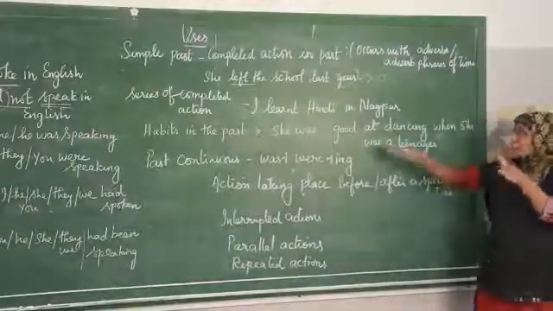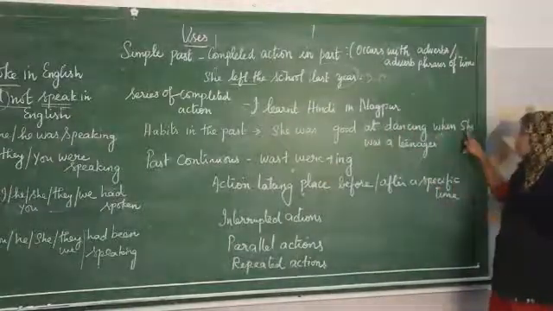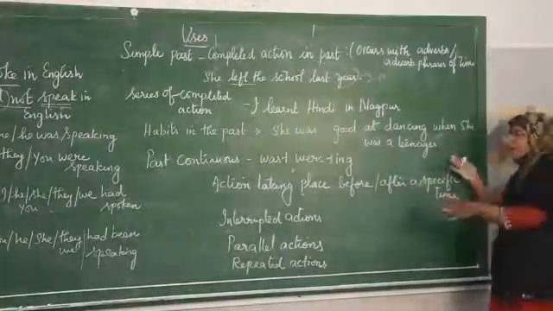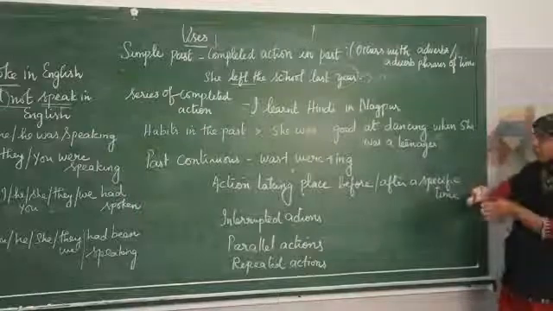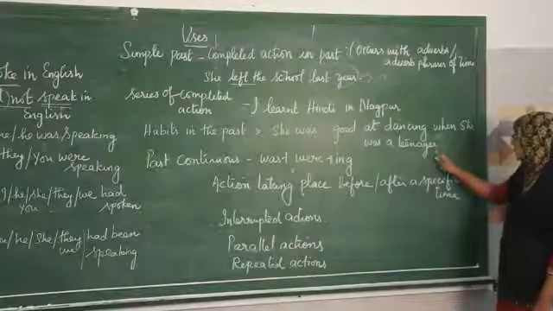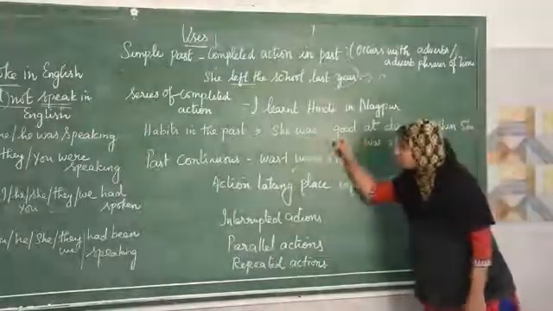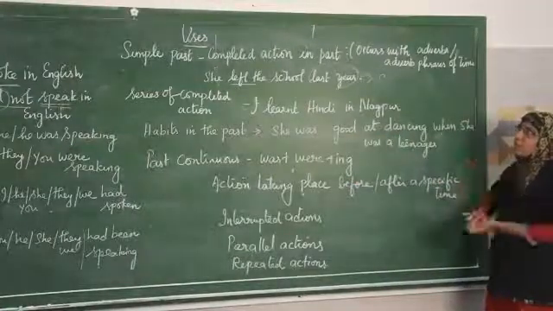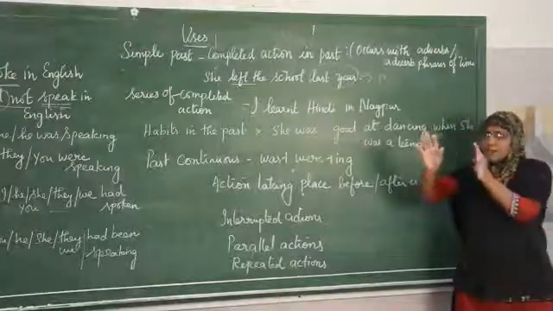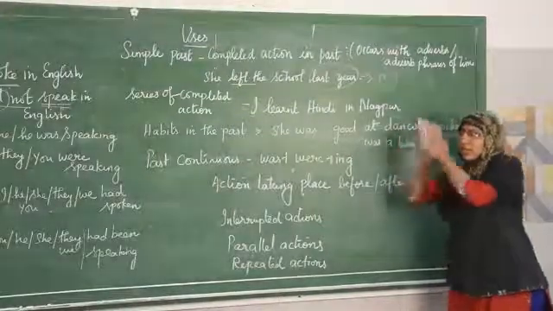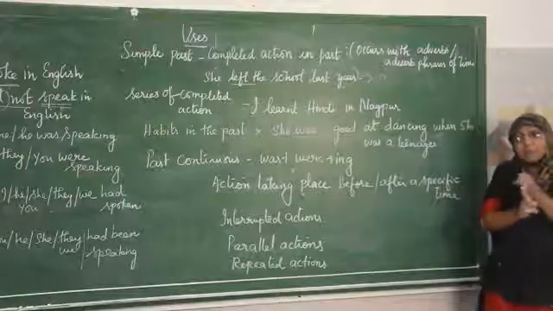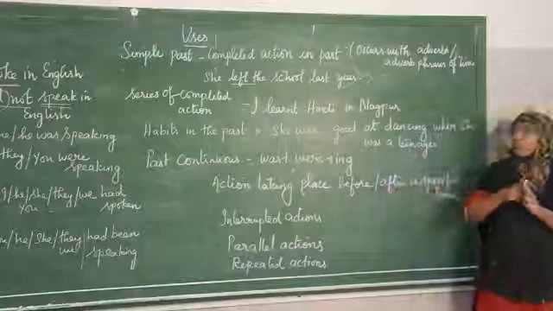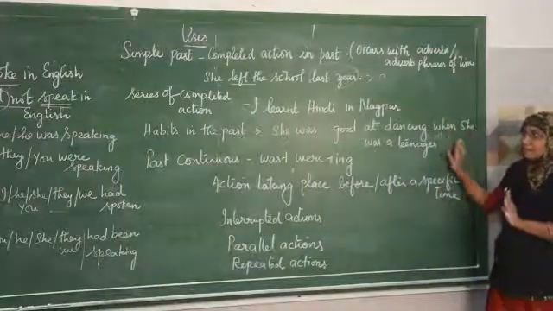For example, she was good at dancing when she was a teenager. So the habits, now she cannot dance well, as she was good at dancing when she was young. Clear? When she was a teenager. So here it refers to the habits that had occurred in the past. So what are the three usages of simple past? In one word, it refers to the completed action in the past. Sometimes the time will be mentioned, sometimes the time will not be mentioned. Sometimes it is used to refer to the habits in the past.